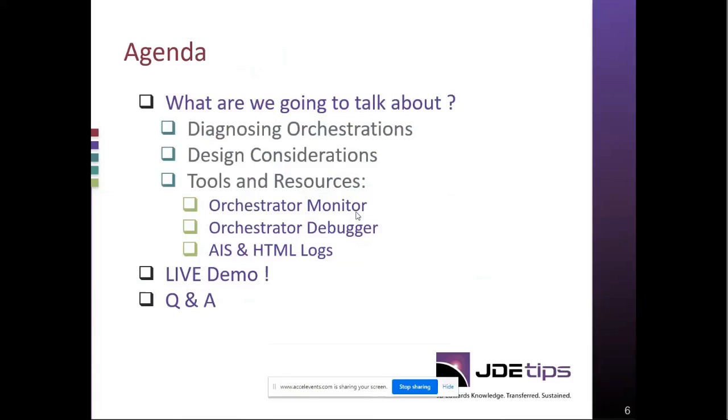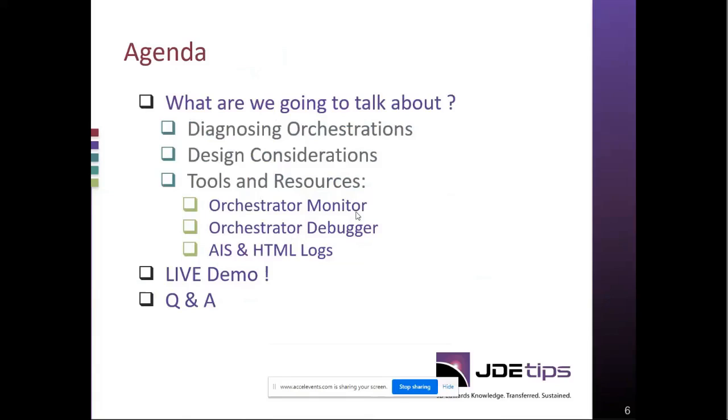So it's wonderful when you develop something and everything seems to work smoothly, but the real question is how do you keep that thing running smooth? How do you diagnose the development while you're trying to get those orchestrations into production? So we're going to talk a lot about diagnosing the orchestrations, also giving you some design considerations when you are up and developing these different UDOs, these objects.